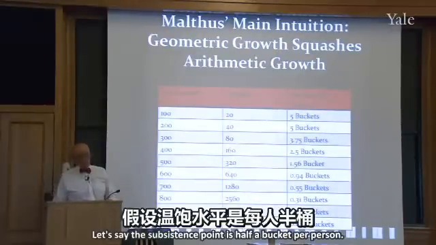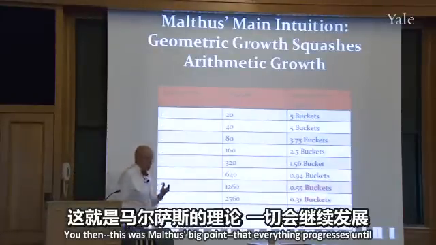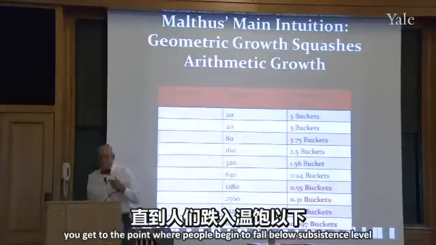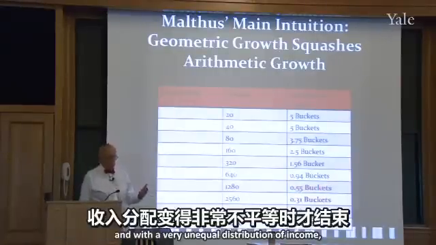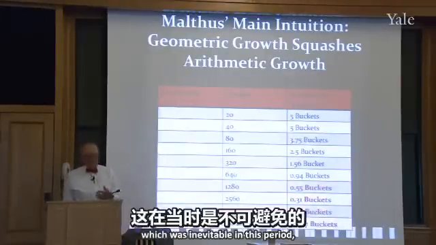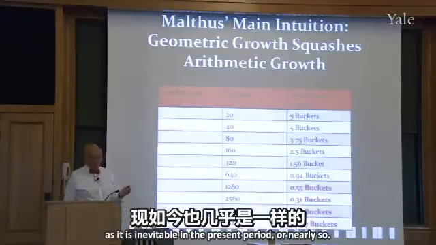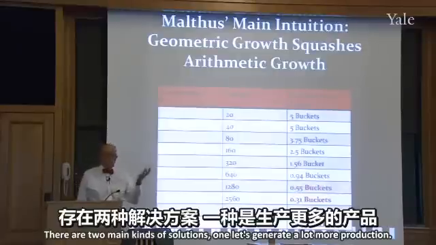And let's say the subsistence point is half a bucket per person. This was Malthus's big point, that everything progresses until you get to the point where people begin to fall below subsistence level. And with a very unequal distribution of income, which was inevitable in this period, as it is inevitable in the present period, or nearly so, you would find a solution. Well, what would be the solutions? There are two main kinds of solutions.